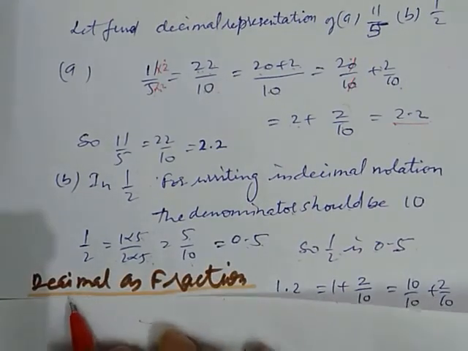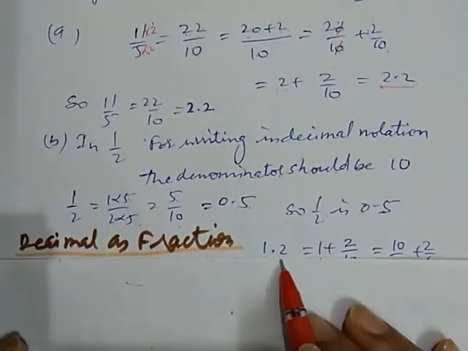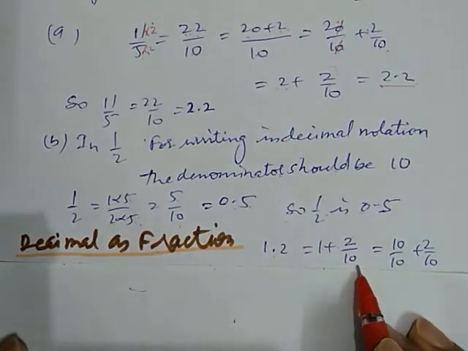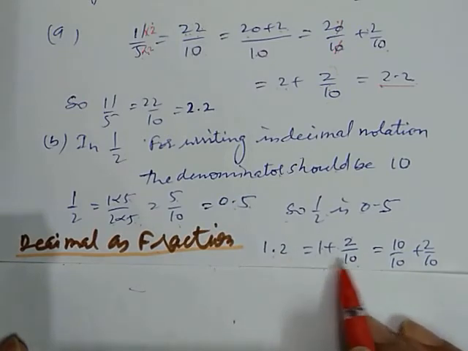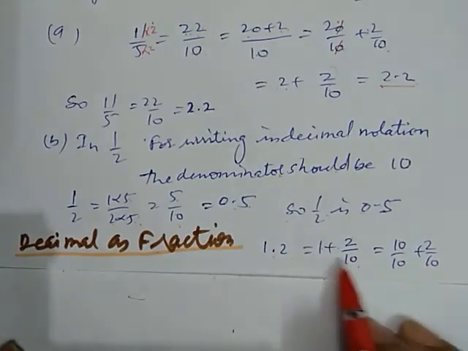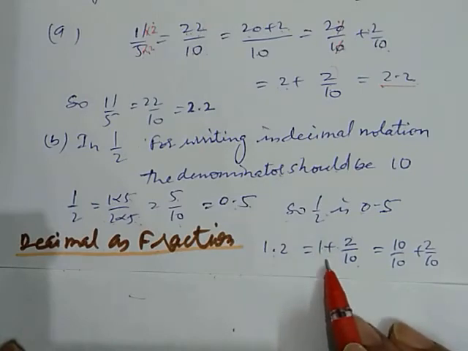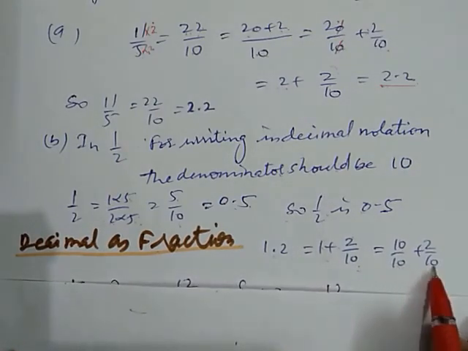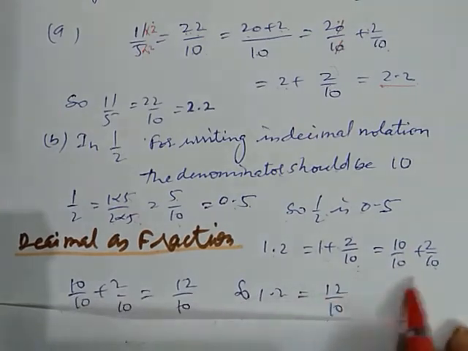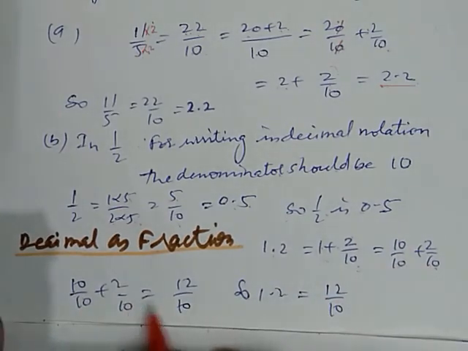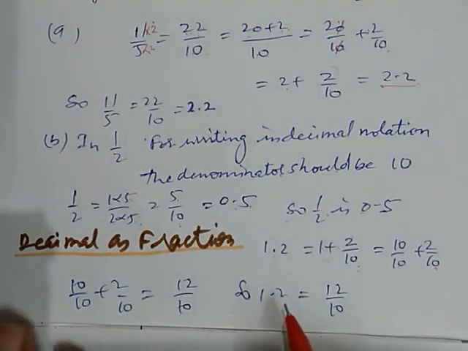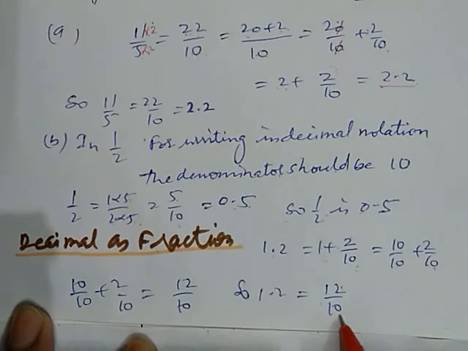Now we want to express decimals as fractions. Here we have 1.2. So we can write 1.2 as 1 plus 2 by 10, with 0.2 as 2 by 10. Now take the LCM, so we have to convert these to like fractions. So 10 by 10 is 1, and 2 by 10 also. Here the denominators are the same, so we can write 10 plus 2 by 10. So this becomes 12 by 10. So 1.2 can be written as 12 by 10.